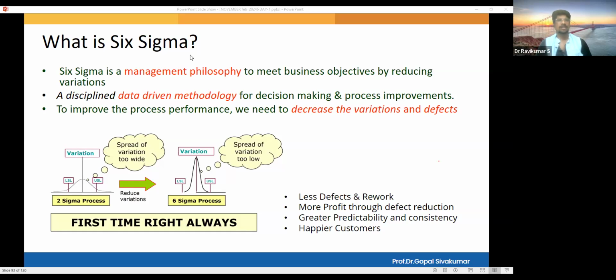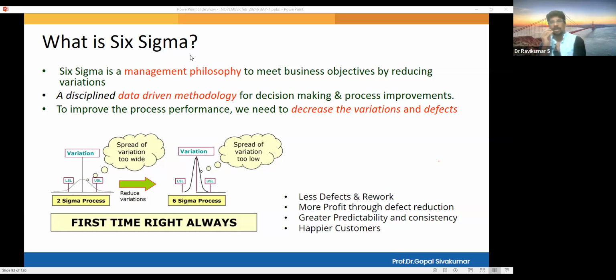So Six Sigma is a complete data-driven technology which focuses on making decisions using highly reliable data. It mainly focuses on improving the process performance. What is its main focus, guys? To improve the process performance by decreasing the defects or variations or deviations. The process performance can be improved only by reducing the defects, which can be reduced by reducing the variations or deviations. So it focuses on fewer defects and less rework.